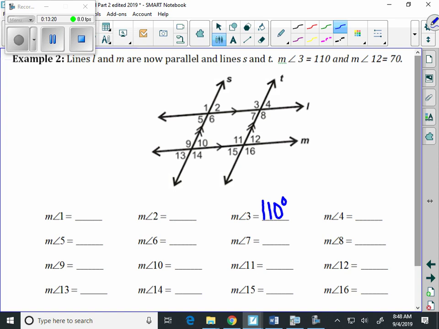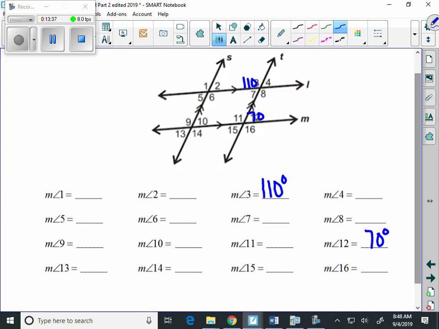So here's 70. Let me fill this in. Measure of angle 12 is 70, and then measure of angle 3 is 110. And then we can get all of the rest. Typically the way I approach these problems is I go through and find all of the 110s, and then I go back and try to find all of the 70s, because I'm looking at corresponding angles, and vertical angles, honestly, are the two that I look at the most.